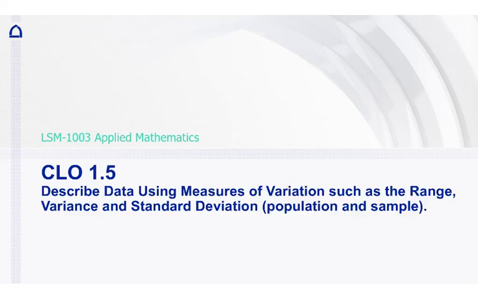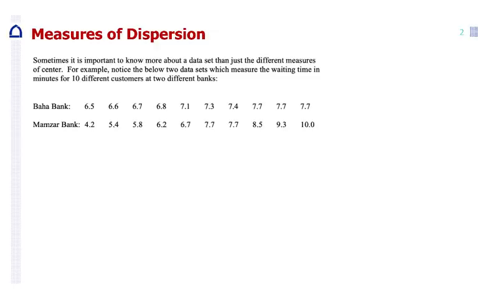CLO1.5, describing data using measures of variation, such as range, variance, and standard deviation. Okay, so before we get too into it, we are going to look at an example, and hopefully through this example you'll see why we need these other measurements.